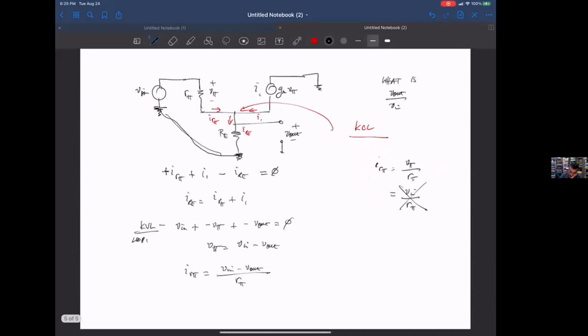And then I sub 1, which is this one here. I1 is G sub M V sub pi from here, right? And so V sub pi, you see, we have that. So I1 is G sub M times V in minus V out.